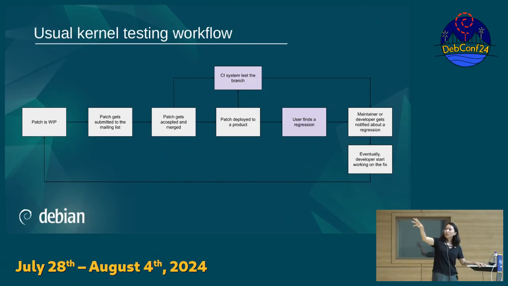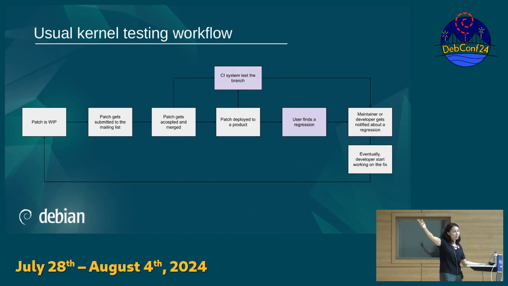From there, we can go two paths. So let's start with the top one there. There is some transparent CI system that you are not really aware of, that will pick up this branch, run some tests, and maybe find a regression that you introduced. Then it will notify, so we go to the last box here, so the maintainers or developers get notified about this regression, and eventually you will start working on the fix again, and then we restart this process, right?